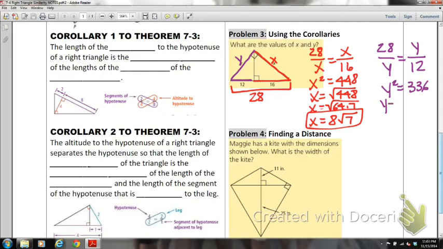Take the square root of both sides. 336 is 16 times 21. So I can take the square root of the 16 out as 4, leave the 21 under the radical sign, and that's your simplified radical answer. Y is equal to 4 times the square root of 21.